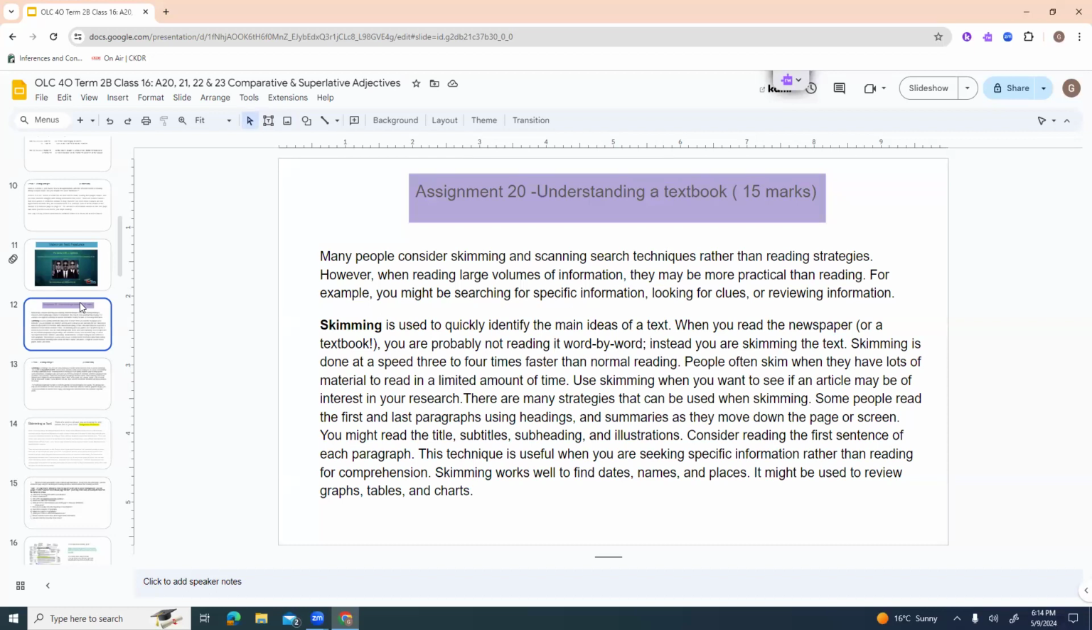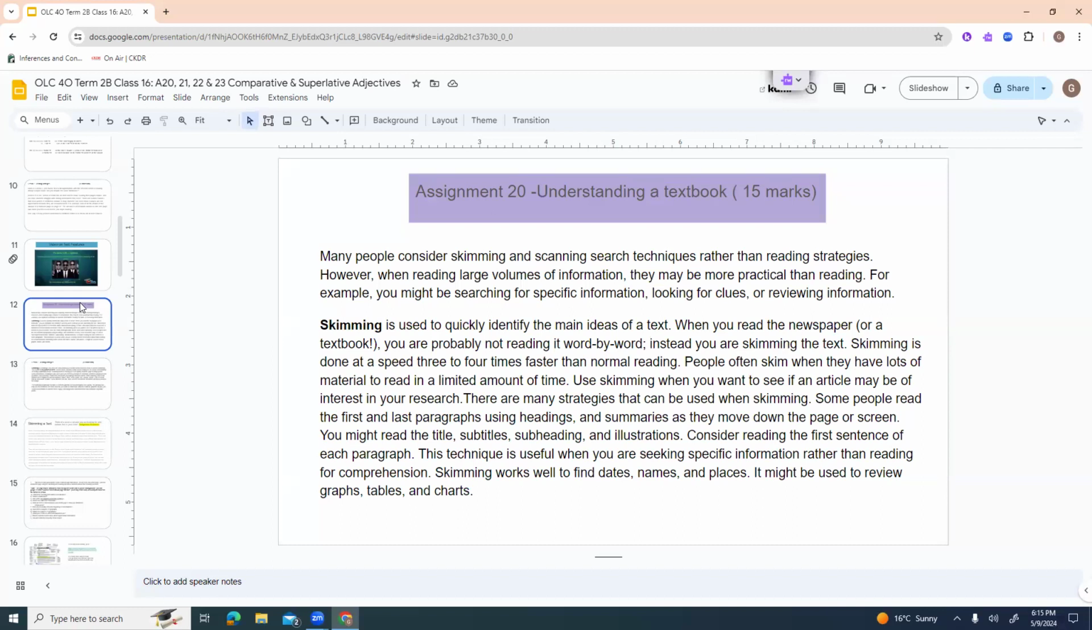When you read a newspaper or a textbook, you're not usually reading it word for word. It depends what you're looking for. If you're trying to answer some questions, you don't necessarily read every single bit in there. Instead, you're skimming the text. Skimming is when you're reading at a speed about 3 or 4 times faster than normal reading. Usually you're skipping a lot of the little words like to, the, and looking for the big content words like photosynthesis, Armageddon, genocide, big words that are like a clue of, hey, here's the answer to this concept.